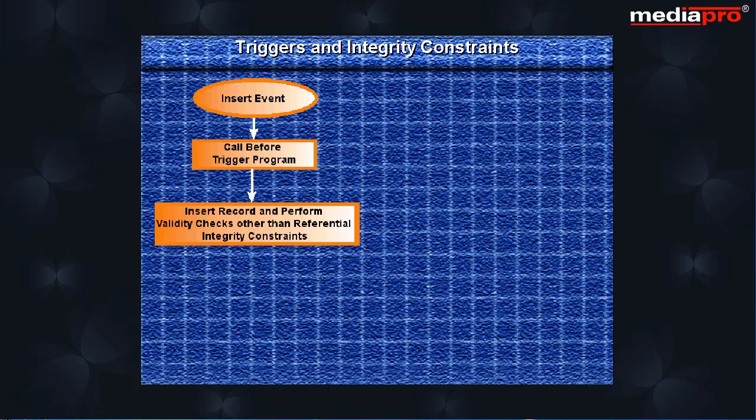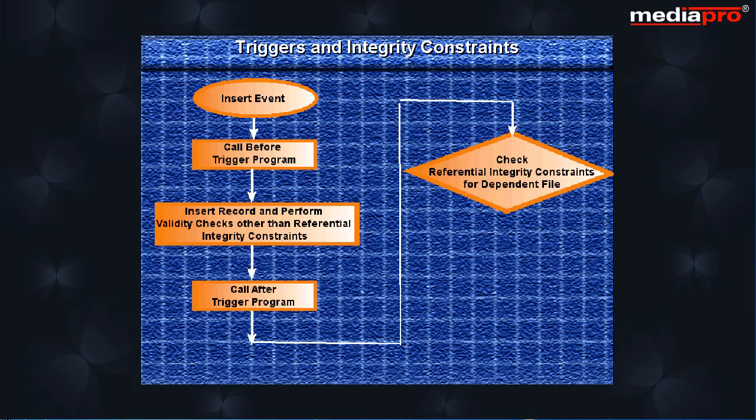It first calls the before trigger. Next, it inserts the record and performs validity checks other than the referential integrity constraints. It then calls the after trigger. Then it checks the referential integrity constraints for the dependent file. And finally, it checks the primary and unique key constraints.